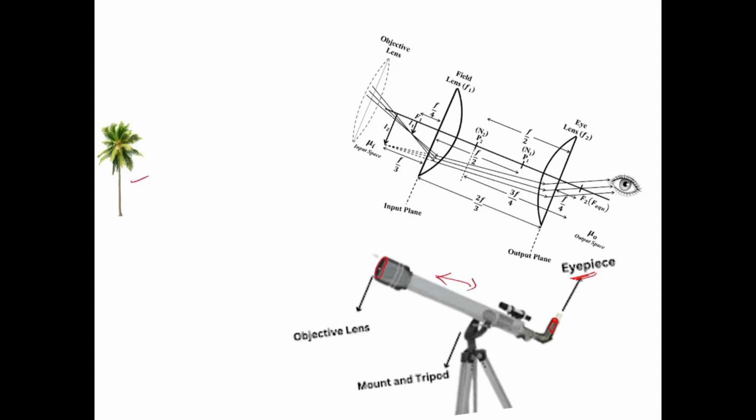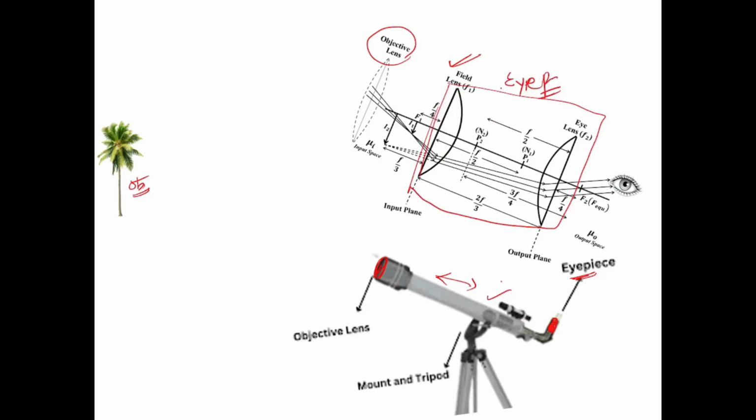Here you can see in front of the objective lens, the object is there. So if we consider this figure, this is your objective lens and this is the eyepiece, a combination of two plano-convex lenses, and this eyepiece is present here in this instrument.